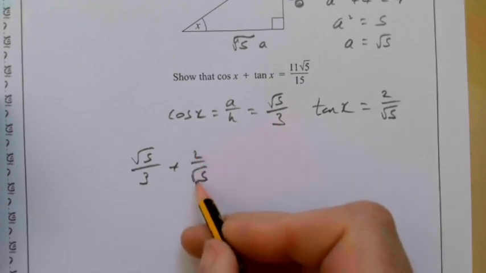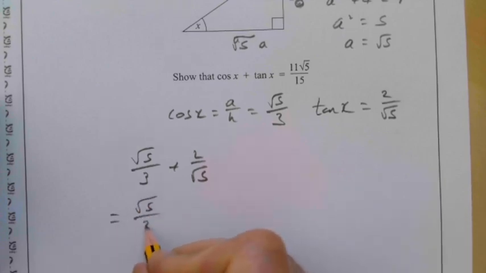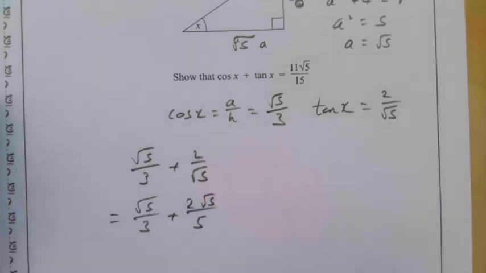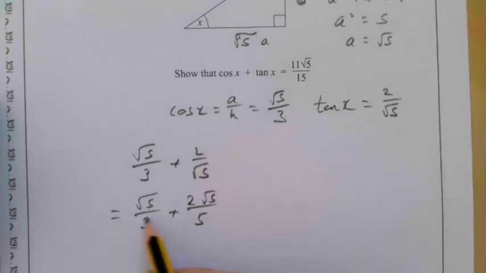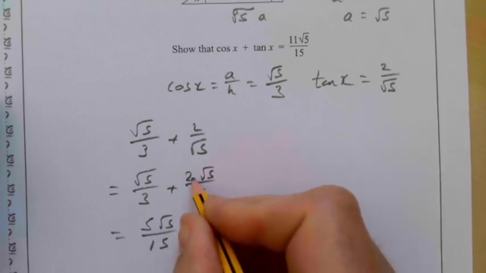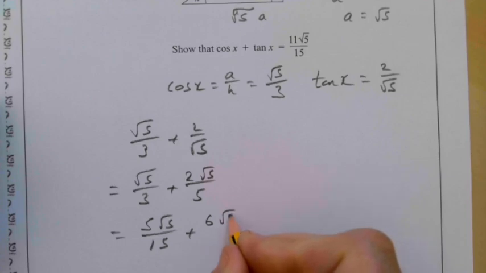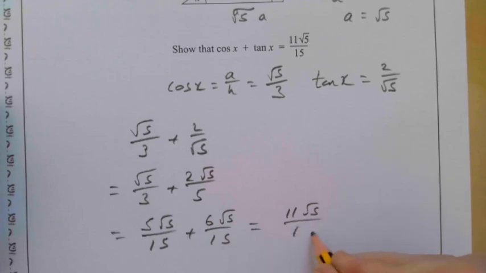I'm going to first of all rationalize the denominator here. So that gives me root 5 over 3 plus 2 root 5 over 5. You see what I've done? I've timesed top and bottom by the square root of 5. Now to find the common denominator. So I would times this one by 5. So it's 5 root 5 over 15 plus, timesing top and bottom of this one by 3, 6 root 5 over 15, and that gives me 11 root 5 over 15, which is what they wanted.